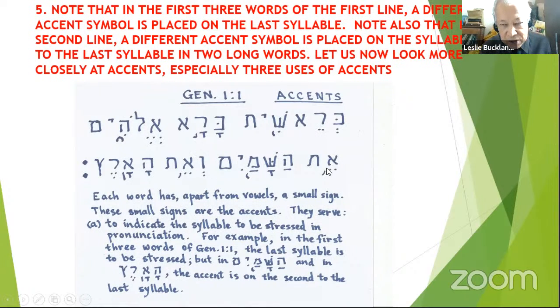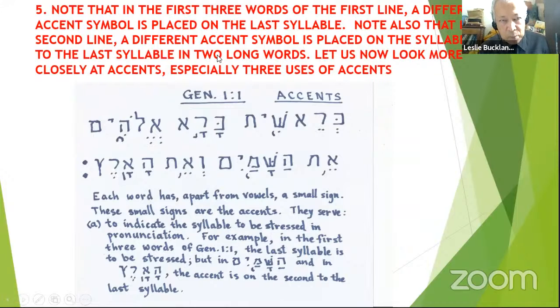This is counted as the last syllable. It's just one syllable, and the accent mark is there. Okay, so it's a one syllable word, and it's counted as the last syllable. The accent is there. So here we find the accents on the last syllable and on the syllable before the last syllable, and in these short words on the last syllable. So note that in the second line, a different accent symbol is placed on the syllable next to the last syllable in two long words.